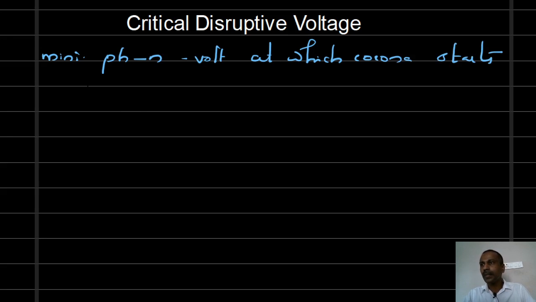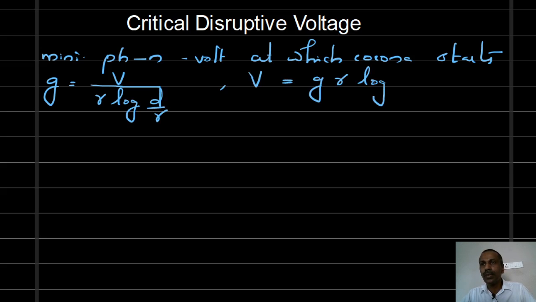So this can be calculated from the potential gradient. As you know, G equals V divided by R into log D by R. So from this, V equals G R into logarithm to the base e, D by R. So this is the critical disruptive voltage. So this is G0, the dielectric strength of air, or it is the gradient.